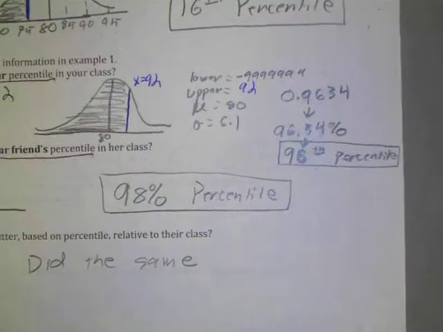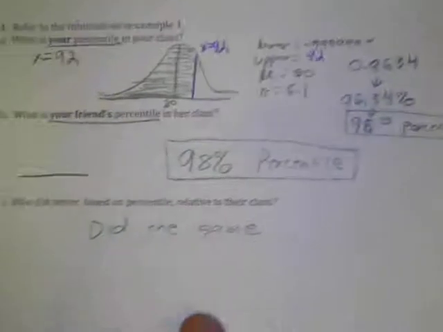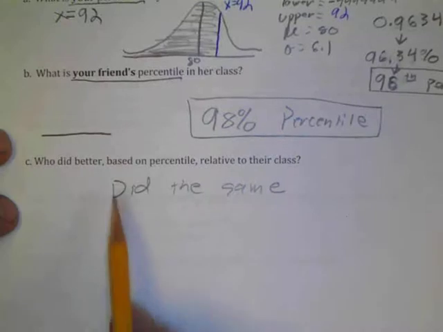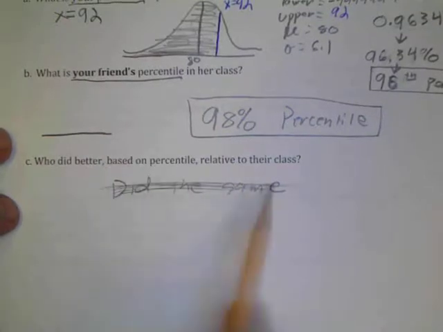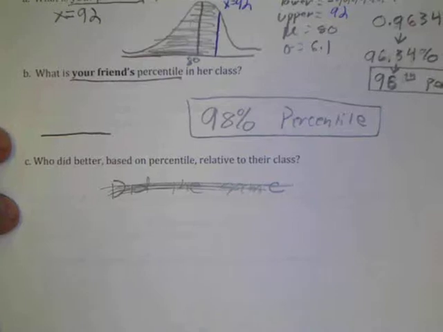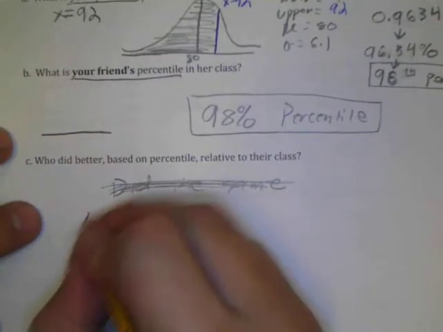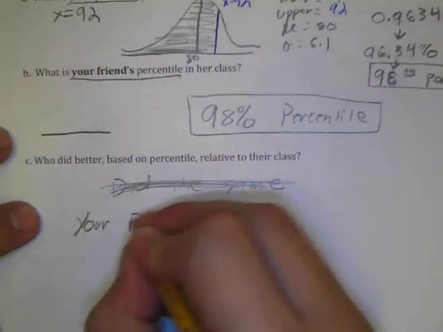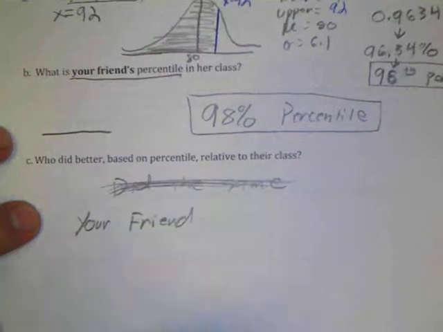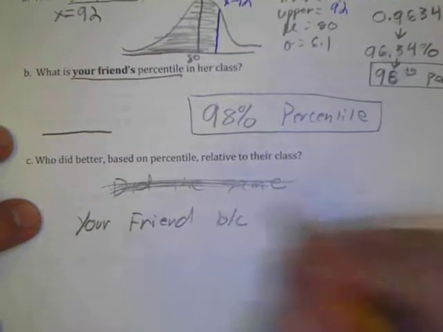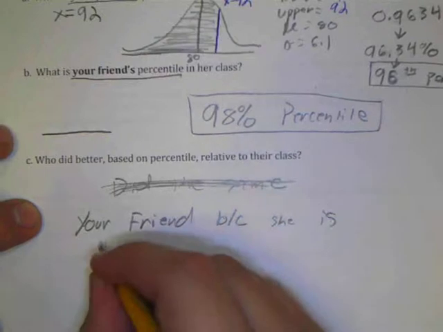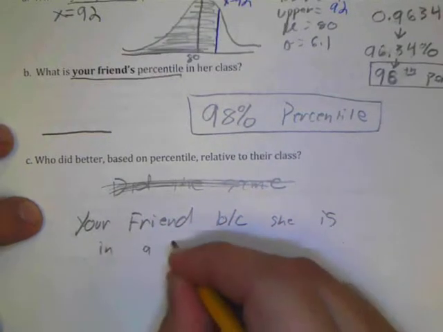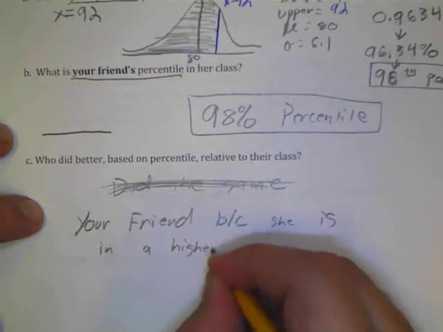I don't know what happened. Hopefully somebody caught that and was yelling out and saying I did it wrong. If the sub could make a note of that, I will be happy to give some bonus points for that. So who did better based on the percentile? Your friend, because she is in a higher percentile.